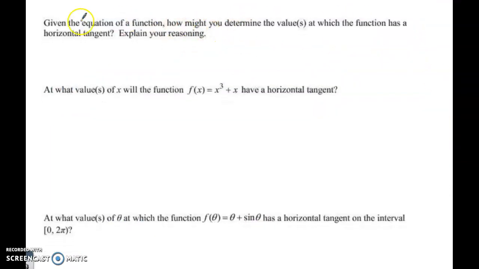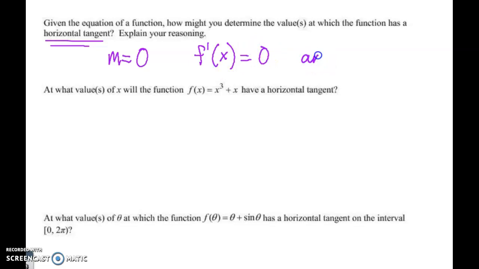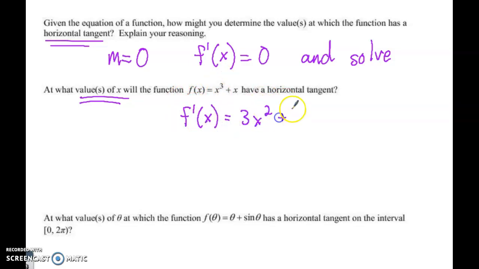The next part, and the last part, is a horizontal tangent, which I've warned you about. What needs to happen to have a horizontal tangent? The slope must be 0, or the derivative, I guess, should equal 0 and solve for x. And that's exactly what they're going to ask you for. What values of x will this have a horizontal tangent? Well, take the derivative. You get 3x squared plus 1. And you want to set that equal to 0.